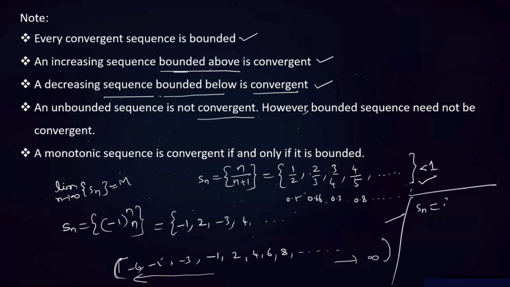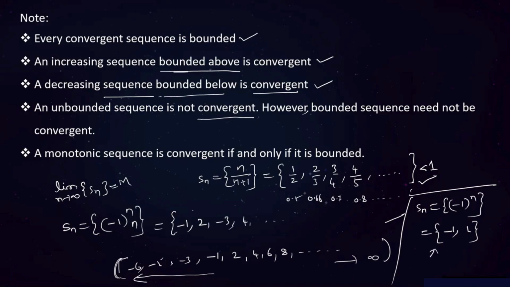If you take this example, minus 1 to the power of n, this sequence. In this sequence, when n tends to infinity, for all odd n we get minus 1, and for all even n we get plus 1. Whatever may be the value of n, if it is odd, we get minus 1, and when it is even, we get plus 1. So clearly, this is the sequence of numbers.